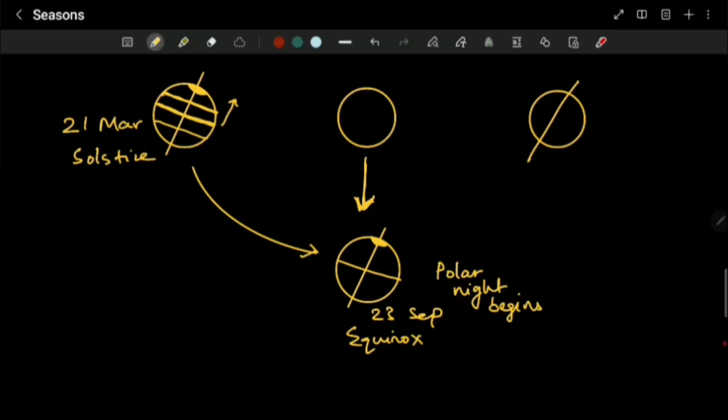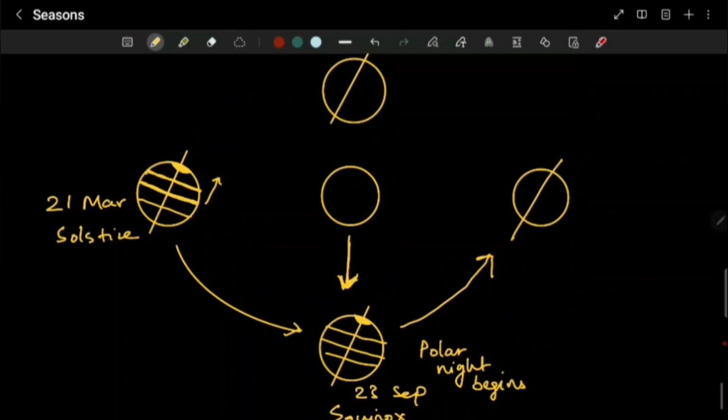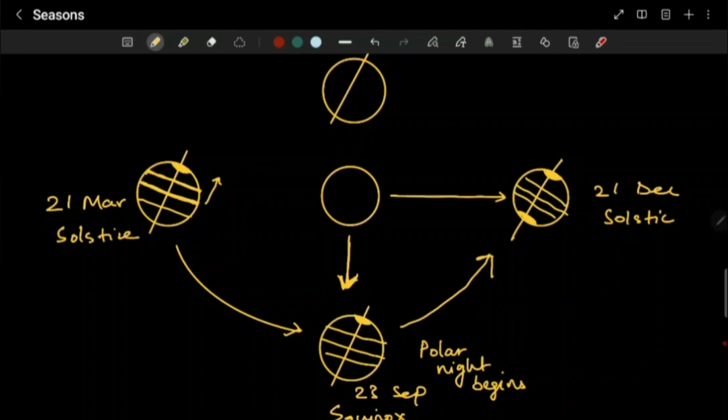Okay. Now again the earth is revolving, and at this position it is 21st December, again solstice. Now what is happening at the pole? It is still night, it is away, and this is day. Okay. The rays are overhead on the Tropic of Capricorn. Here it was overhead on the Tropic of Cancer. Now it is overhead on the Tropic of Capricorn.